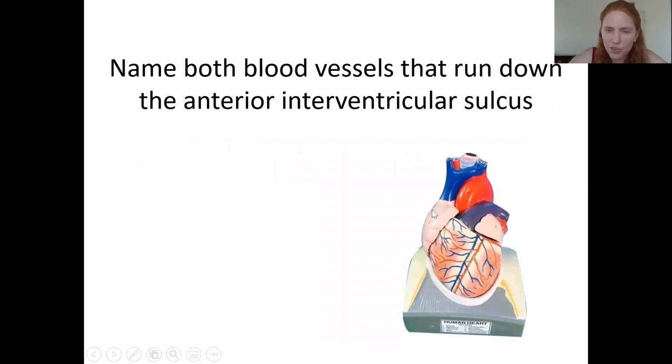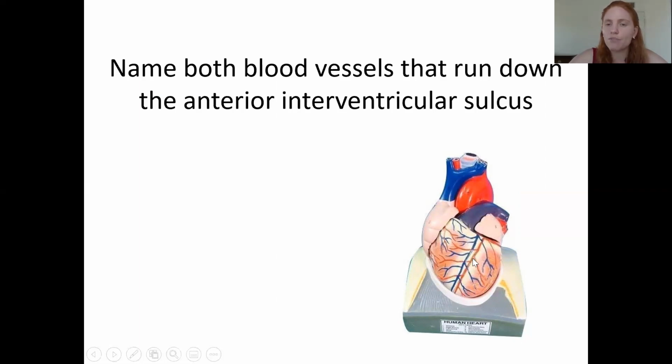Okay, so let's look at this model right here. If we look at this model, see these two very large vessels, one is red and one is blue. Both of them are running down the interventricular sulcus, which is the groove between the ventricles, right in the very, very front of the heart.